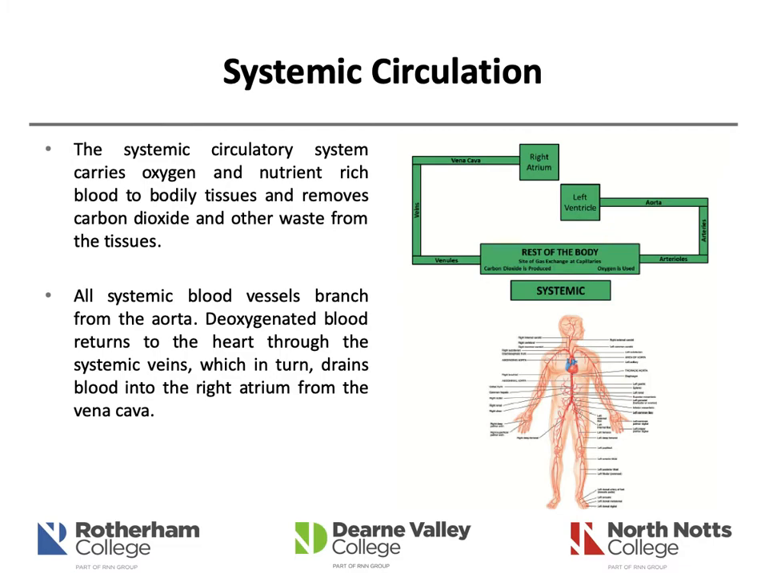So this is an overview of systemic circulation. As we've mentioned, the systemic circulatory system carries oxygen and nutrient-rich blood to bodily tissues and removes carbon dioxide and other waste from the tissues. All systemic blood vessels branch from the aorta. Deoxygenated blood returns to the heart through the systemic veins, which in turn drains blood into the right atrium of the vena cava.